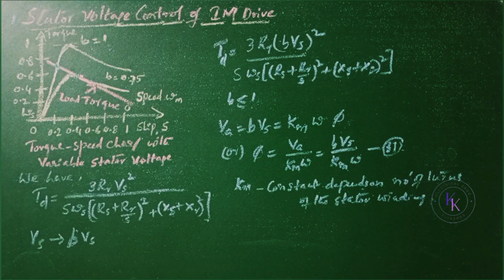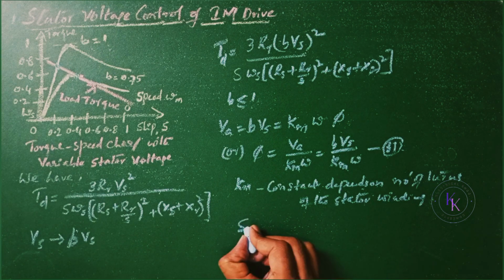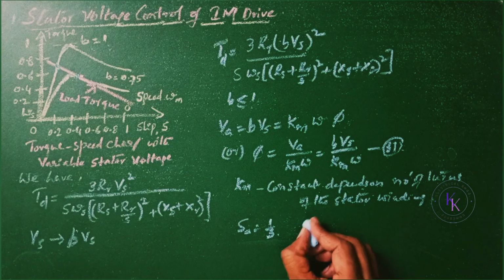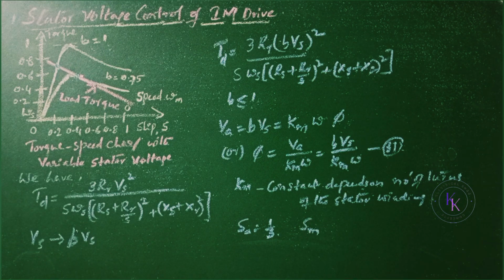As the stator voltage is reduced, the air gap flux and the torque are also reduced. At lower voltage, the current will be peaking at a slip of Sa equals 1 by 3. The range of speed control depends on the slip. For maximum torque slip Sm, for low slip motors, the speed range is very narrow. This type of voltage control is not suitable for constant torque load and is normally applied to applications requiring low starting torque and narrow range of speed at relatively low slip.